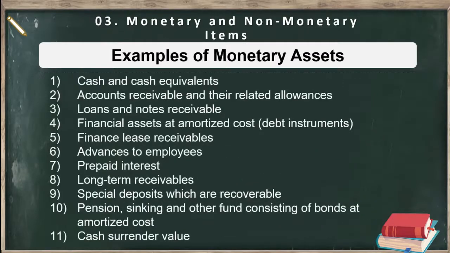So what are examples of monetary assets? These can be cash and cash equivalents, accounts receivable and their related allowances, loans and notes receivable, financial assets at amortized cost, finance lease receivables, advances to employees, prepaid interest, long-term receivables, special deposits which are recoverable, pension, sinking, and other funds consisting of bonds at amortized cost, and cash surrender value.